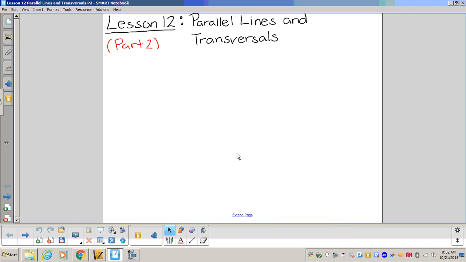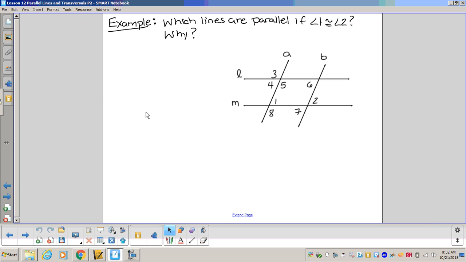Hey, all, we're here for part 2 of lesson 12. We're going to talk a little bit more about parallel lines and transversals. So in the first lesson, we talked about if we had two parallel lines, then these things existed. So alternate exterior and alternate interior angles are congruent, corresponding angles were congruent, and consecutive angles were supplementary.